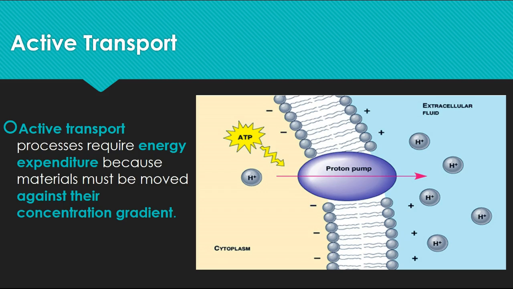So here we've got an example of a proton pump that is moving hydrogen ions from a low concentration to a high concentration. And in order to do that, you need ATP to be able to fuel the pump to then move that hydrogen ion from the low concentration to the high concentration, which is against the concentration gradient.